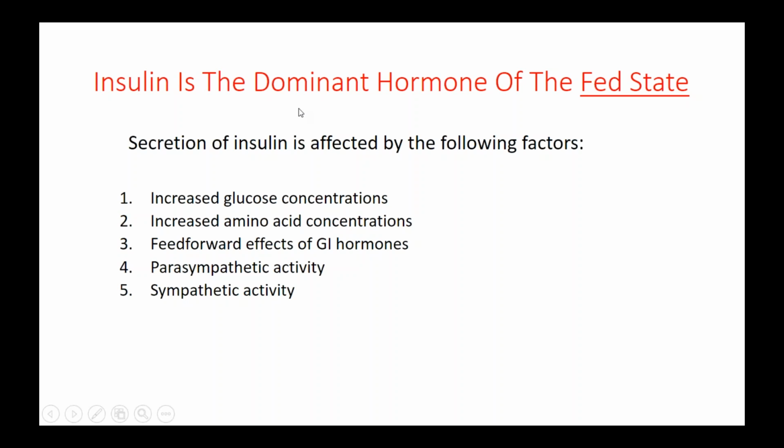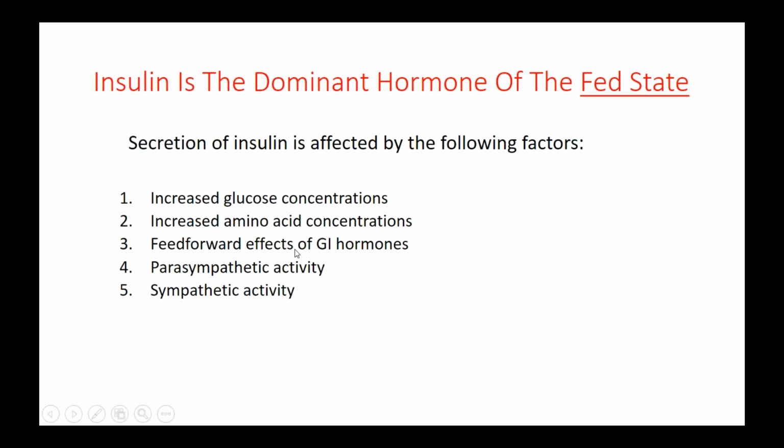Now, keep in mind, insulin is the dominant hormone of the fed state, meaning you're well nourished, you're well fed, okay? Secretion of insulin is affected by increased glucose, because if we're getting too much sugar in the blood, the pancreas has to spit out some insulin to get rid of the glucose. It has to open the receptors on the cells to let the glucose in, okay? Also increased amino acid concentrations.